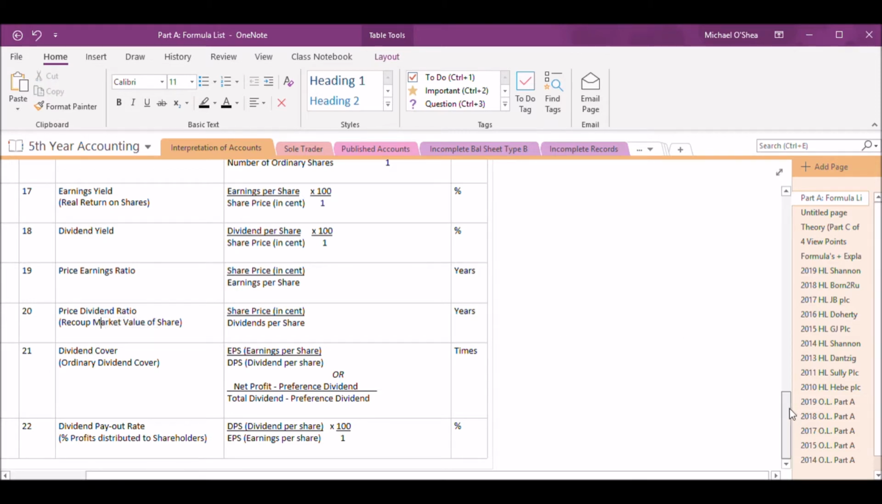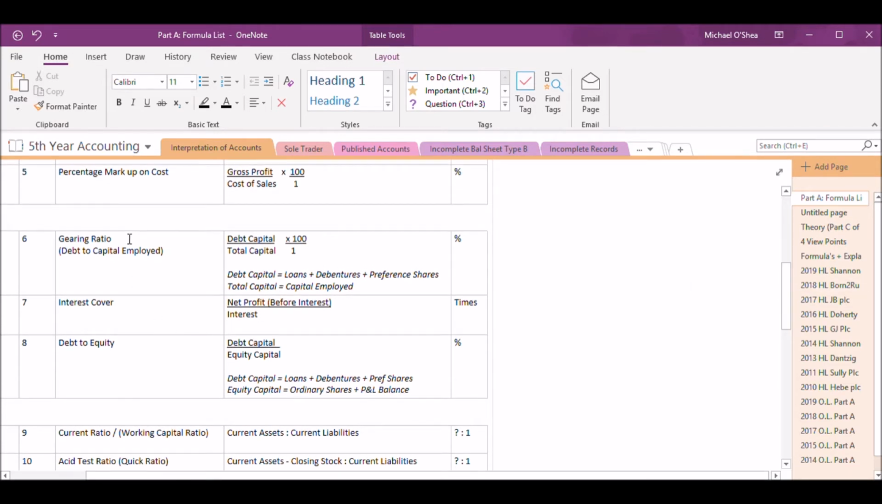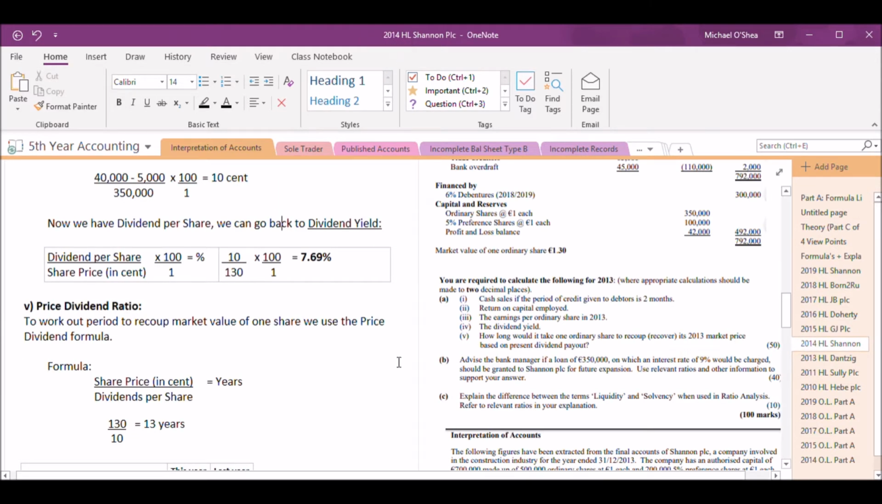There are a couple of formulas here that can be phrased differently. The most common one is the gearing one, the debt to capital employed. They could ask you specifically for this, or they could say gearing. You're supposed to be able to recognize that they are the same thing. So same here, my price dividend ratio is my recouping, how long it takes to recoup the market value of one share.